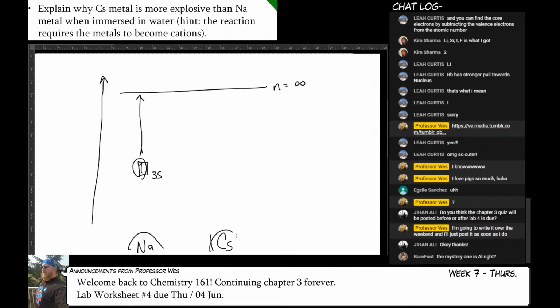But cesium has an electron in the 6s orbital. So its ionization energy is much, much lower than the ionization energy for sodium, which means that when the electron is removed and the reaction proceeds, any excess energy goes toward perpetuating the reaction. And so sodium takes a second to ramp up, but it eventually starts burning. Cesium explodes on contact with water. It immediately detonates. And that's entirely because the ionization energy of cesium is so much lower than that of sodium.